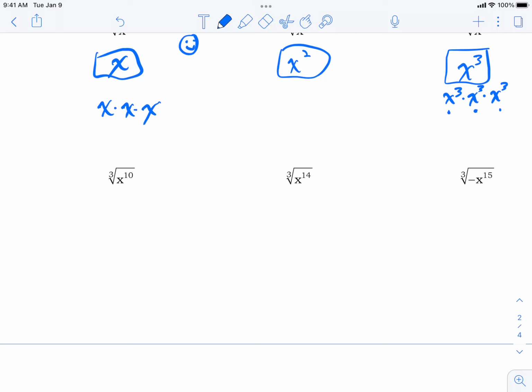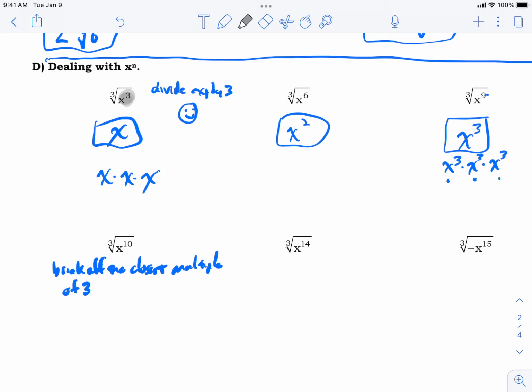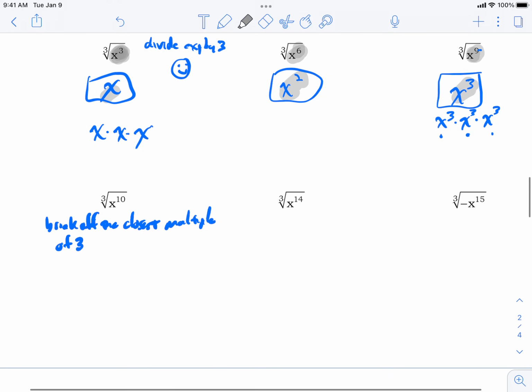Here's what you might want to do: break off the closest multiple of 3. What we were showing up here is that if you have a multiple of 3, x to the 3 comes out even. 6 is a multiple of 3, and it came out even. 9 is a multiple of 3, and it came out even. If you have x to the 3, x to the 6, x to the 9, x to the 12, x to the 15, x to the 18, all of those things, if you count by 3s, their cube roots come out even. So here, I got a 10.